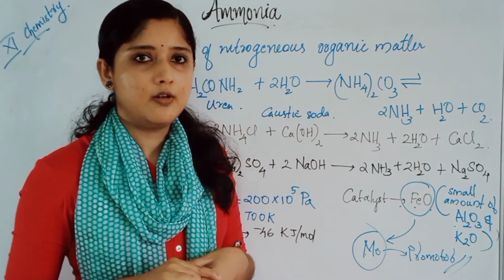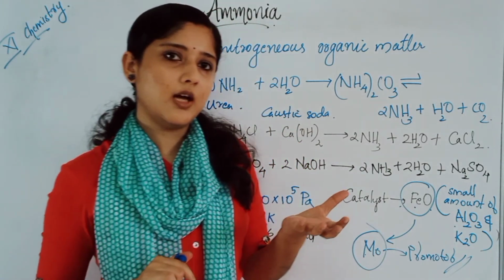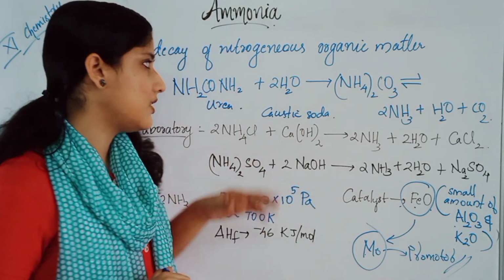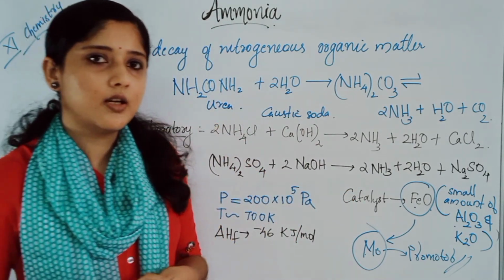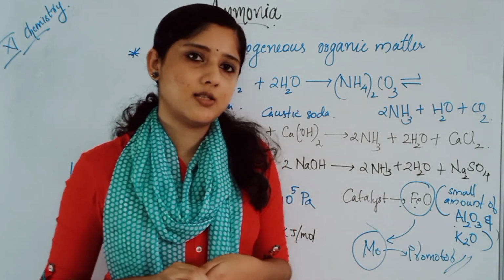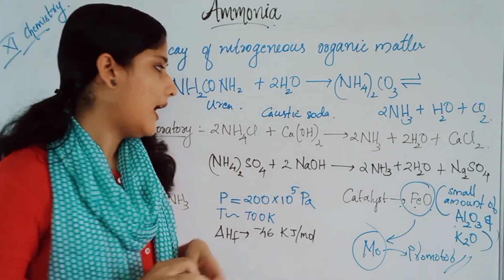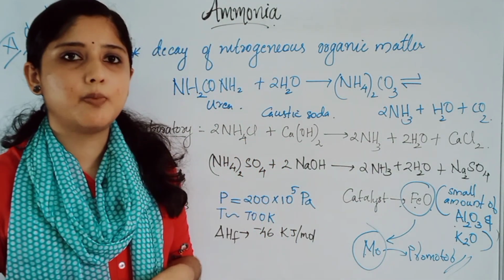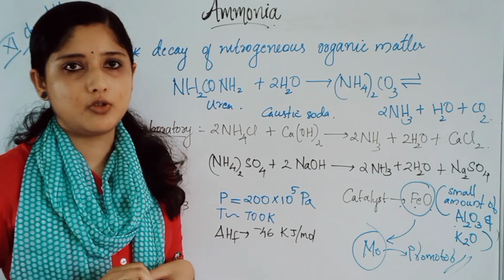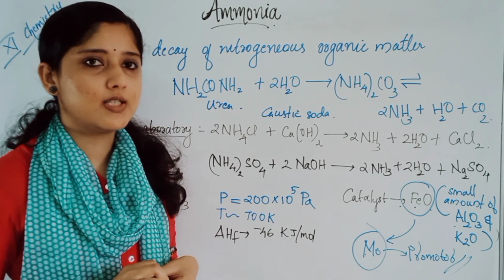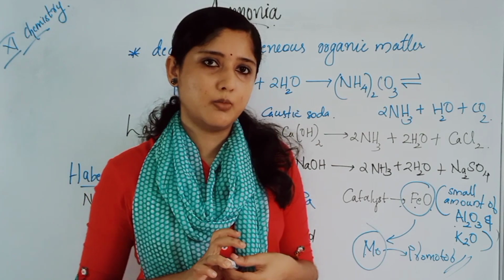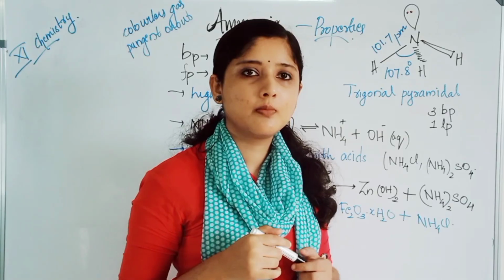These are the main preparation methods for the formation of ammonia. First is the natural preparation from the decomposition of nitrogenous matter. Next, from the ammonium salts, that is the laboratory preparation. And third is the industrial preparation, that is the Haber process. Now we will discuss the properties of ammonia and also the uses.